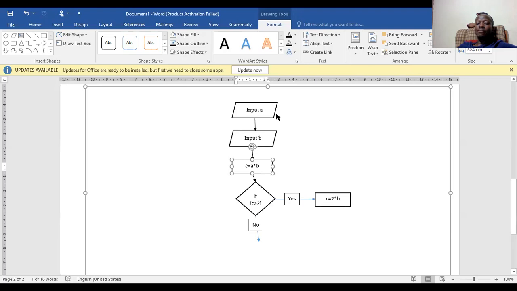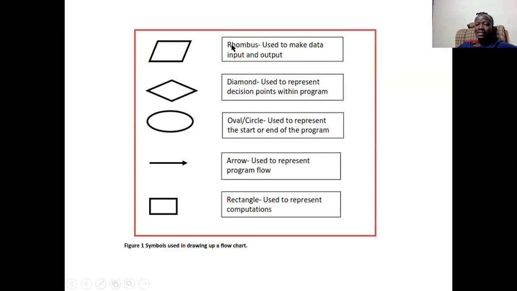I'm drawing a flow chart, and I've explained the elements to you in this one over here. I said rhombus is used to make data input. Nobody asked me a question when I was talking about this. Then I start using the symbols, and you ask, what are you doing? I'm drawing up the flow charts. Please, I want you to follow the lecture. Otherwise, you just get lost.